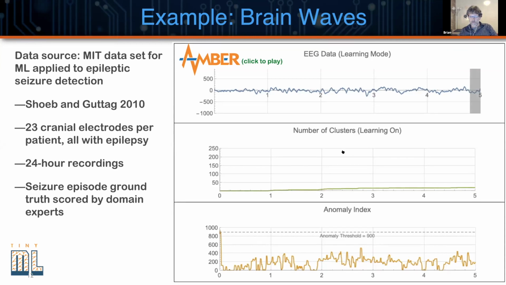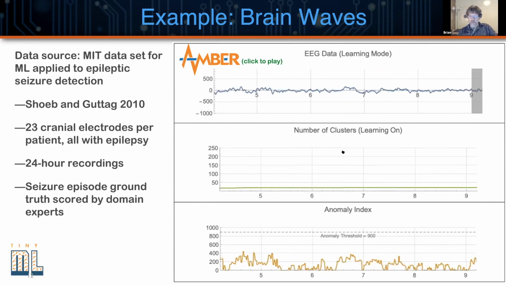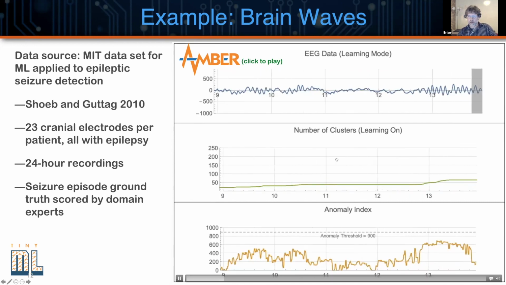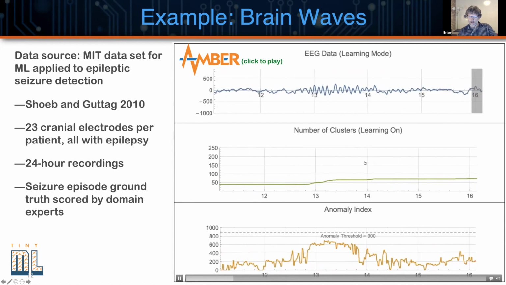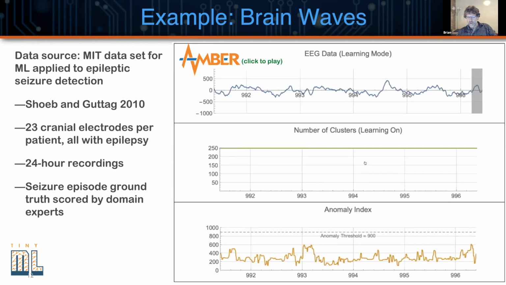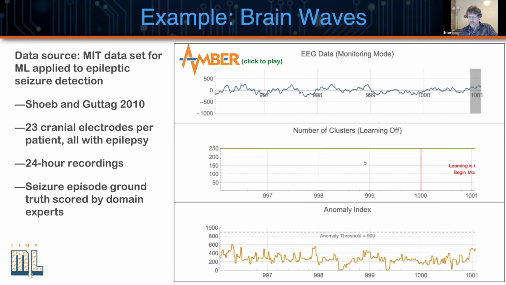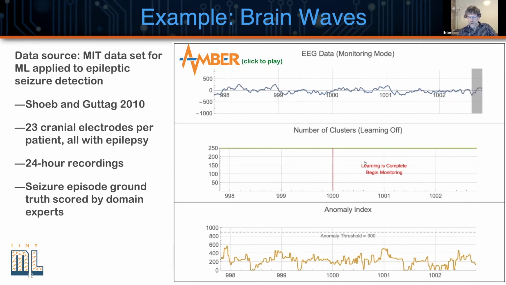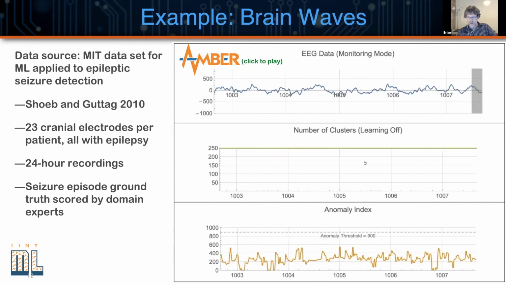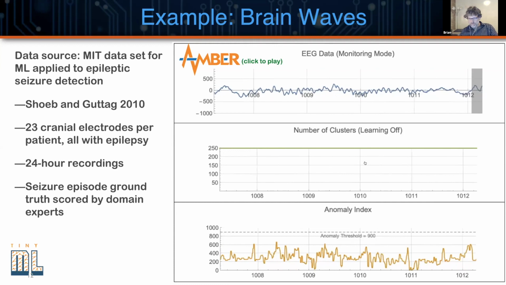So let me start this off here. You can see the cluster count growing. This is the EEG signal that you see at the top from one sensor. You see it grow a little bit there as this kind of unusual, even 13, 14 seconds in, the cluster count is growing. Jump ahead here to 990 seconds. Here we see at this point that the learning is automatically turned off, and now we begin this monitoring phase, watching the anomaly index at the bottom.